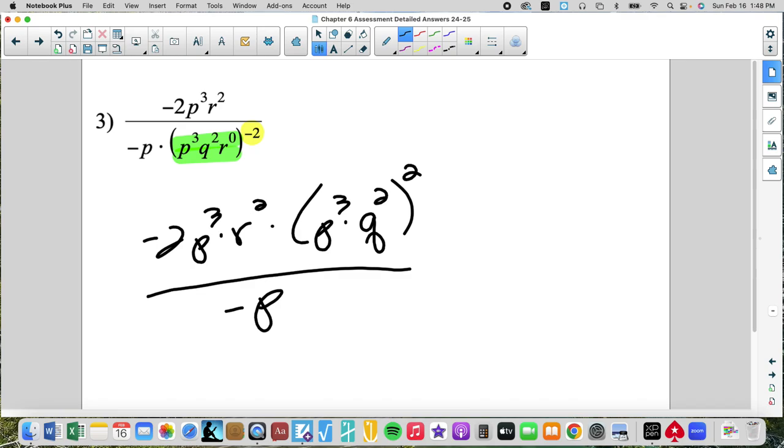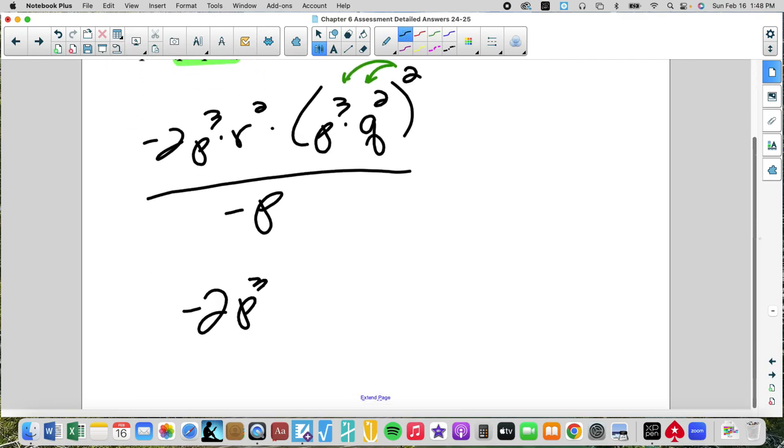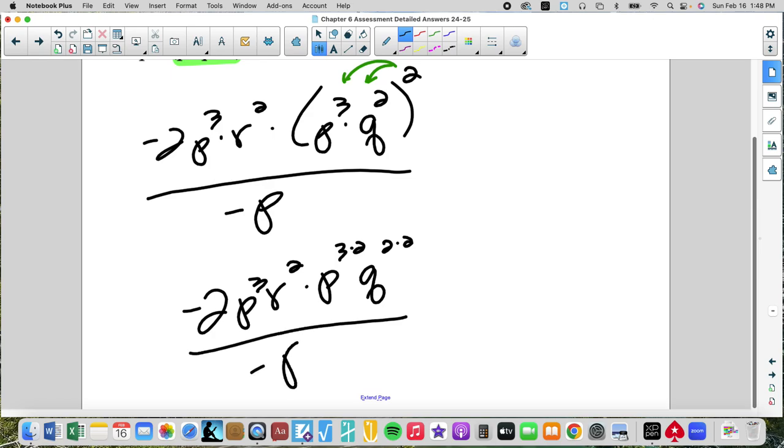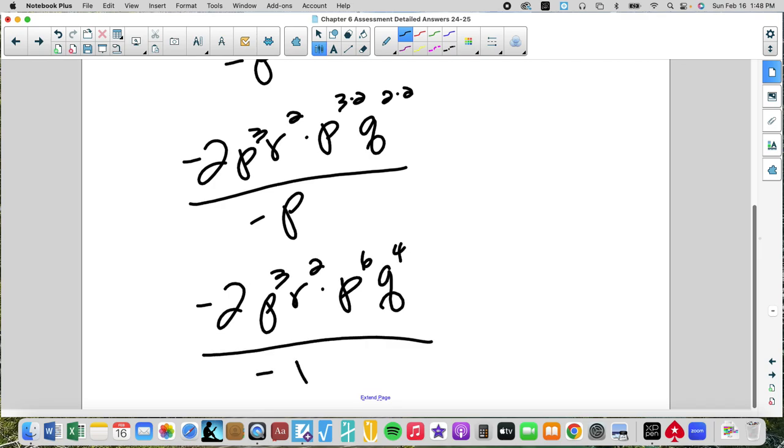I'm not dealing with the coefficients yet because I have to deal with exponents. Coefficients would be dividing, and I have to do exponents before division. So I'm going to distribute this out to each of the terms. And so we have negative 2p to the third, r to the second. That's p to the 3 times 2, q to the 2 times 2 over negative p. So I have negative 2p to the third, r second times p to the 3 times 2 is p to the 6th. Q to the 2 times 2 is q to the 4th, all over negative p.